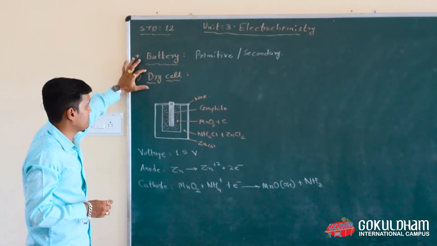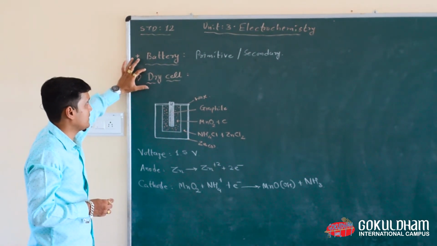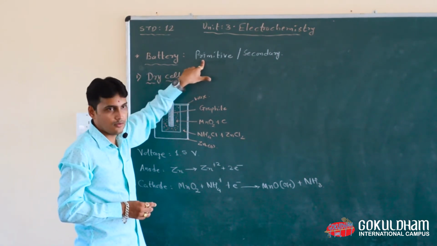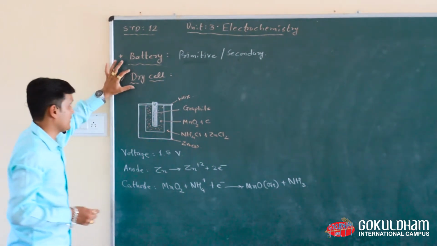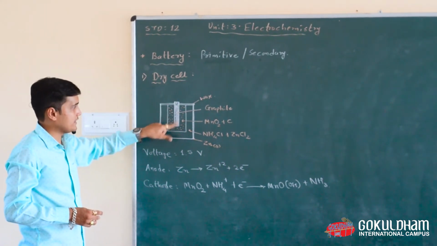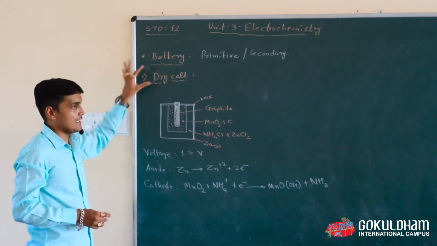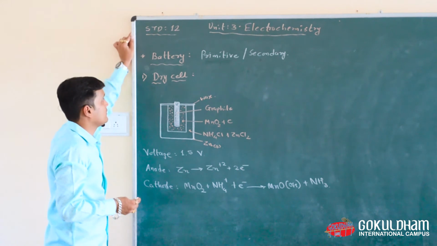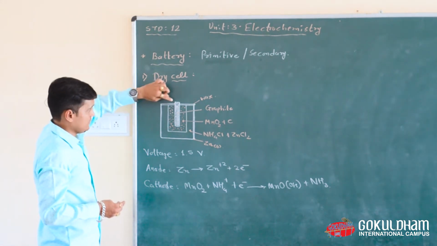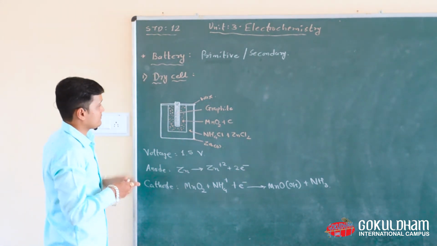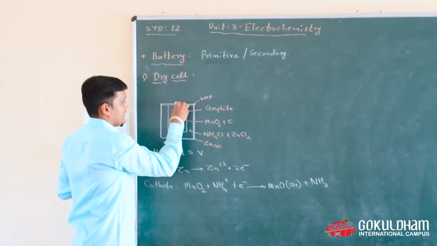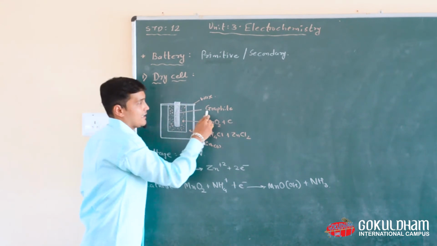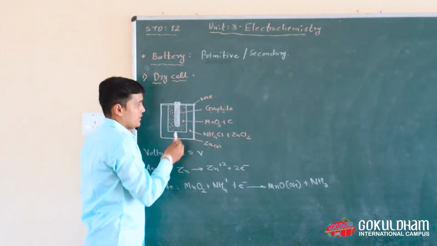The first example of a battery is the dry cell. This dry cell is a primary type of battery. After completion of the one-time chemical reaction, this cell does not work for further electricity. The arrangement of the dry cell is: the center pole consists of carbon. That carbon is known as graphite.